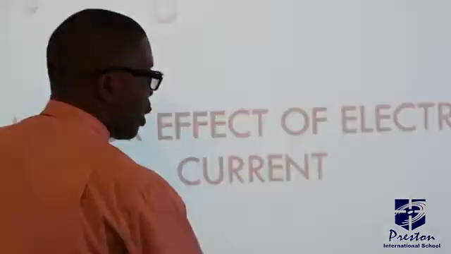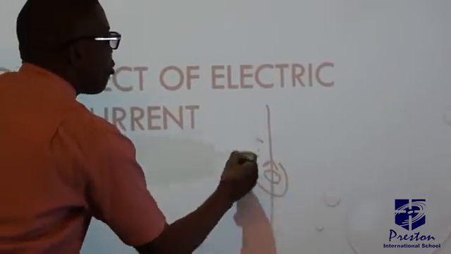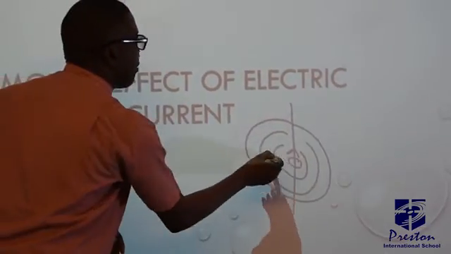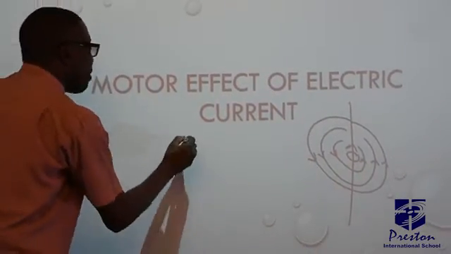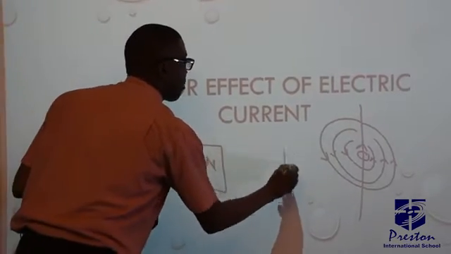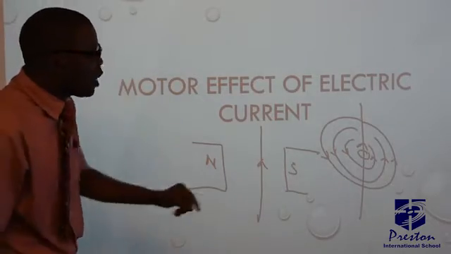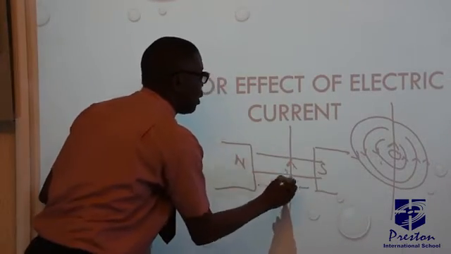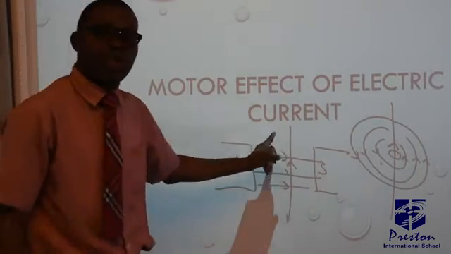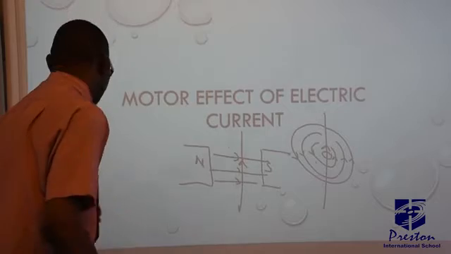I'm trying to show you. I have a conductor like this. This conductor is carrying current. There will be a magnetic field around the conductor. If I now place this conductor in a magnetic field where I have a magnet like this, there will be interaction between the magnetic field around this conductor and the magnetic field of this magnet. That interaction will cause a force on that conductor, which will make the conductor move. We call it the motor effect.